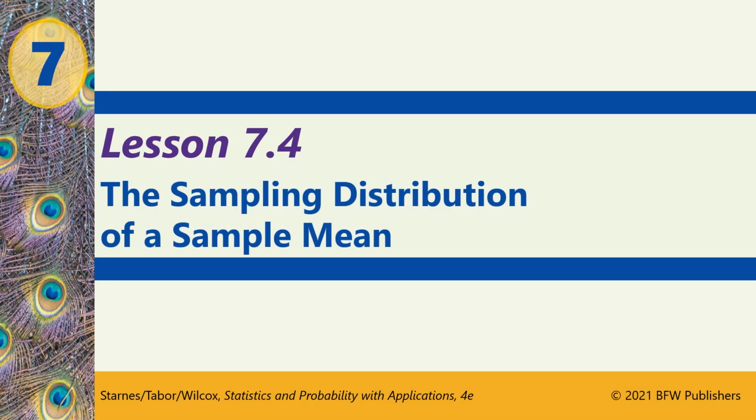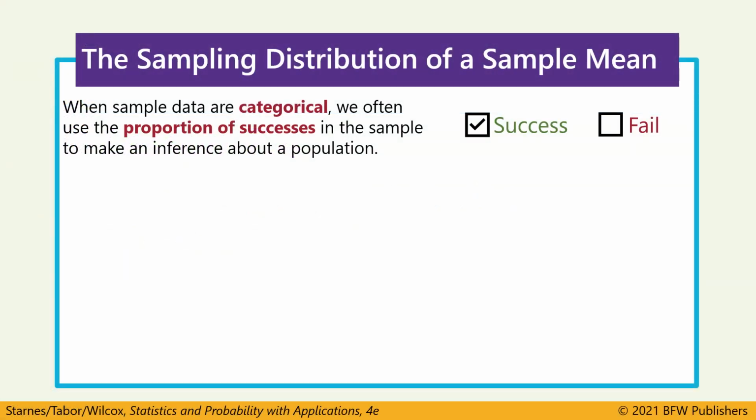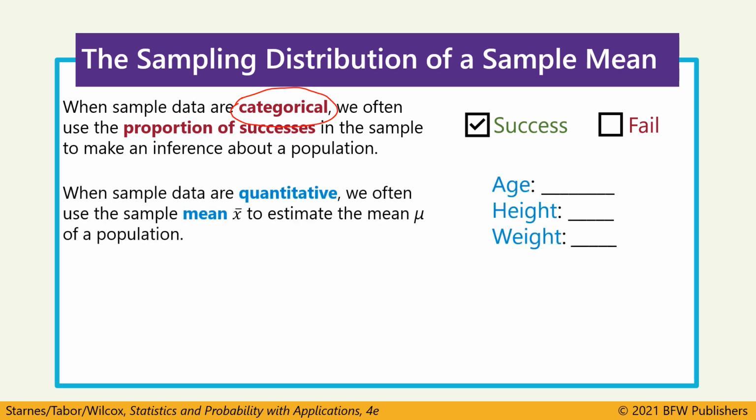Section 7.4, the sampling distribution of a sample mean. In the last section, we talked about sampling distributions of a sample proportion, which is the kind of sampling distribution we use when we're dealing with categorical data. When we have quantitative data instead, rather than use a proportion, we'll be using a sample mean, denoted by the variable x bar, to estimate the mean of the population, mu.